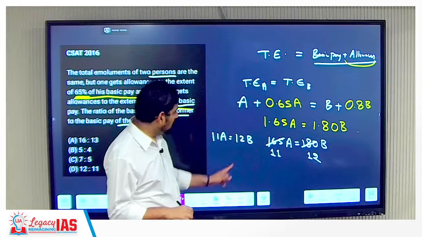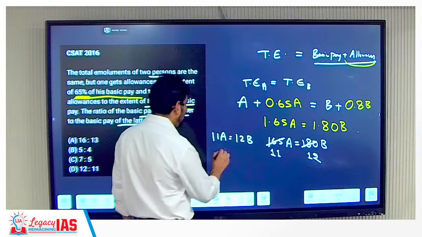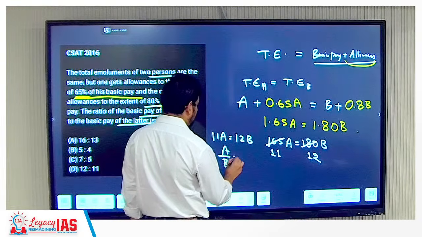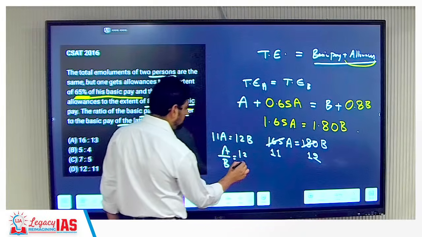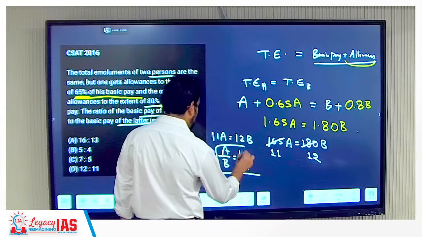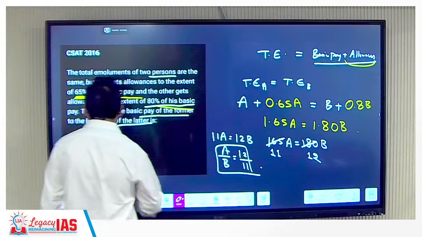What you can do? You can send B here, and you can send 11 here. What you get? A by B, 12 remains as it is, and 11 will go and become divide. A by B equals 12 by 11. Answer is D.